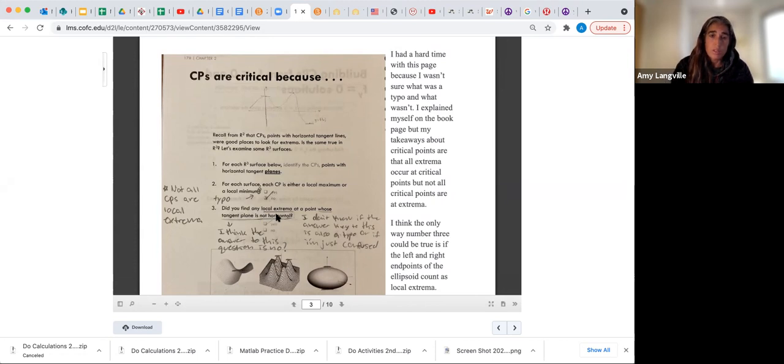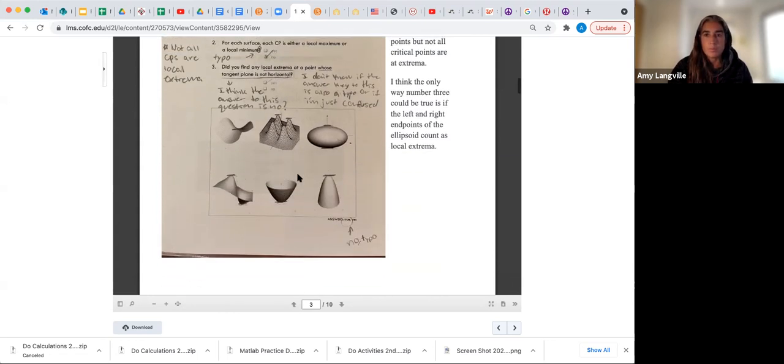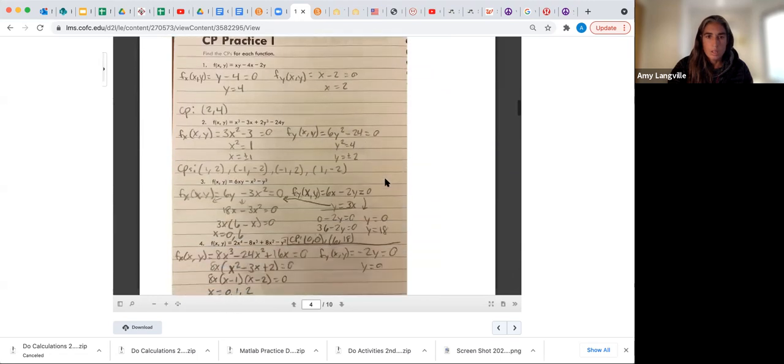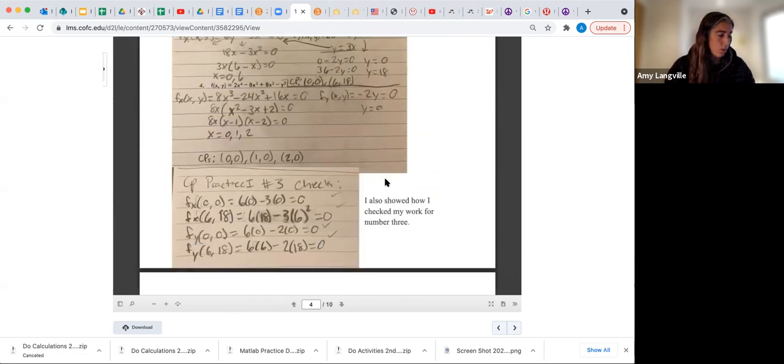Local extrema, so CPs, not all CPs are local extrema, all local extrema are CPs, right? Local extrema have to have horizontal tangent planes. So that was the same summary that you had up here. Not all CPs are local extrema. All local extrema are CPs, right? Have to be horizontal.